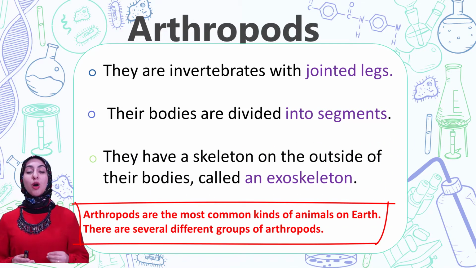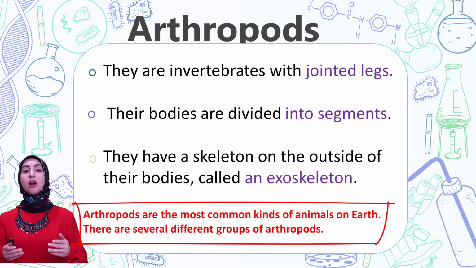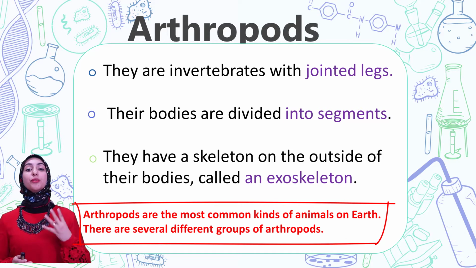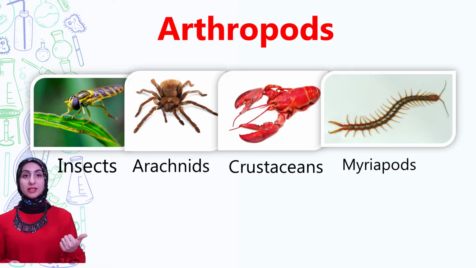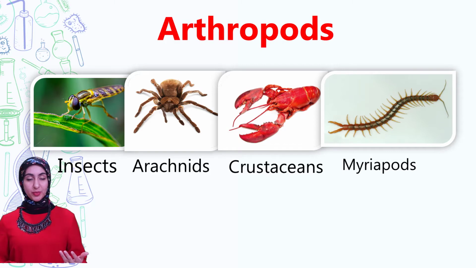Arthropods are the most common kind of animals on Earth. There are several different groups of arthropods, and we are going to take 4 of them today. So this means the arthropods group is divided into 4 groups, which are insects, arachnids, crustaceans, and myriapods.